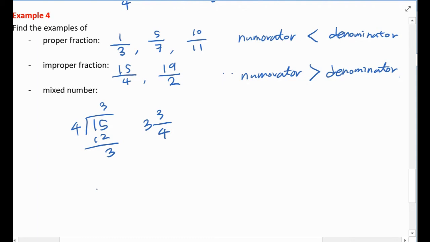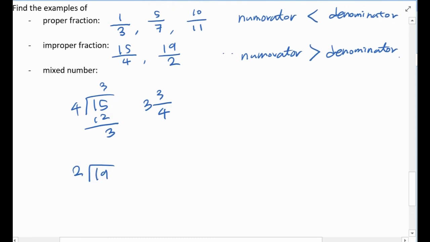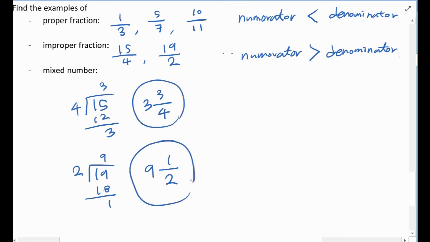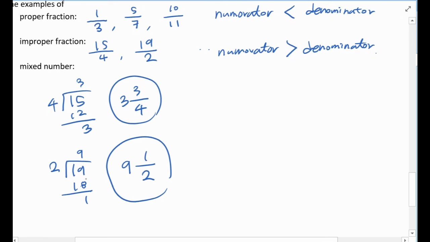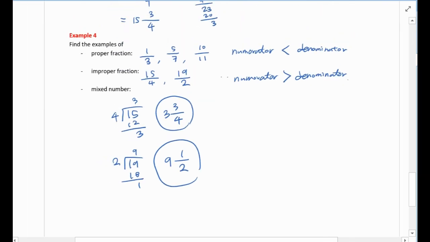And how do I change 19/2 to a mixed number? 2 goes into 19 9 times. That becomes 18. And the remainder is 1. Okay, so 9 and 1/2. So you should be able to change from improper to mixed number and mixed number to improper. Okay? So those are mixed numbers.